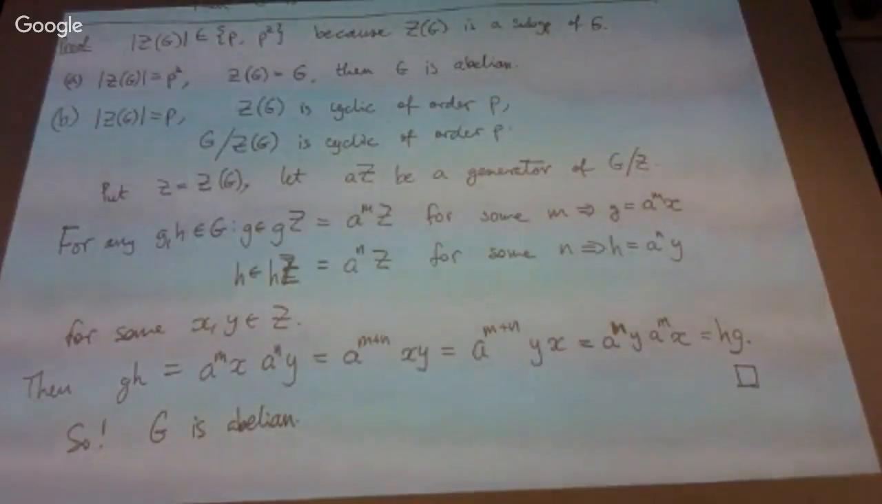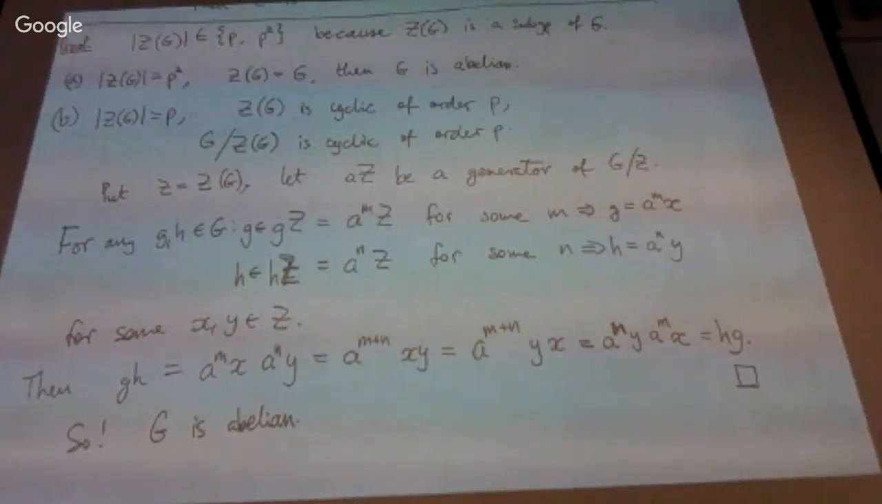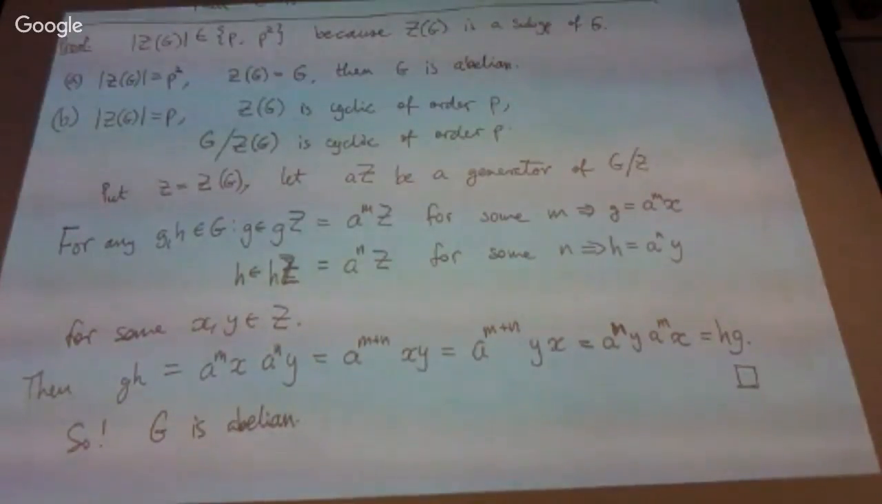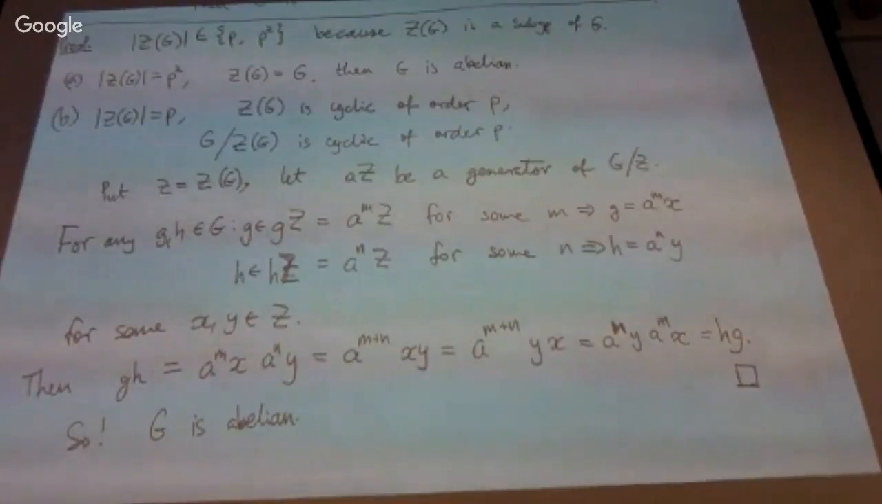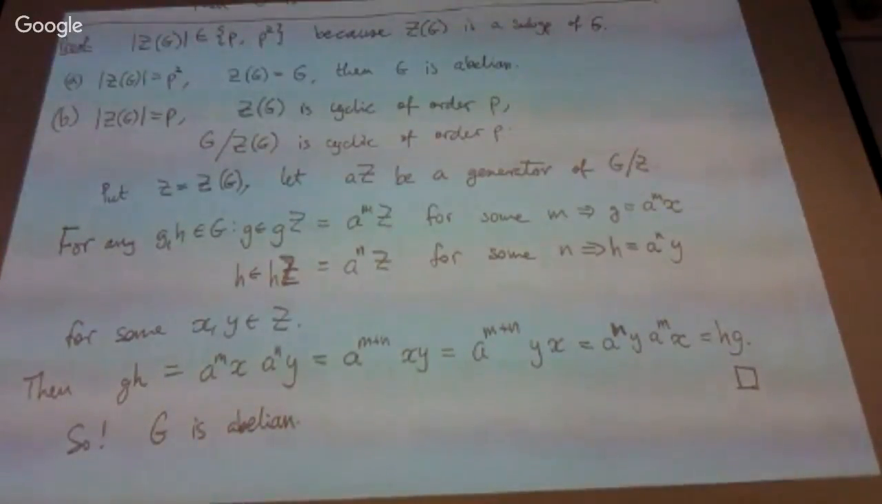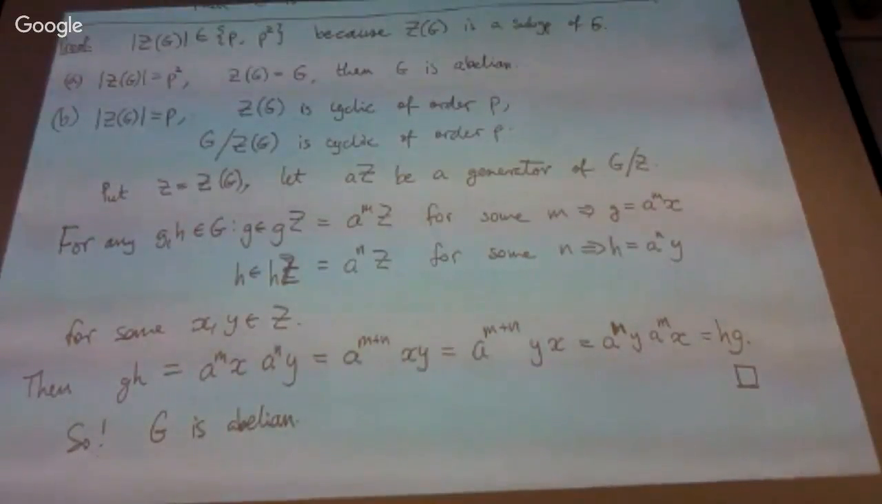In fact, it's a contradiction. So it's not just that G is abelian, it's that case just doesn't exist.